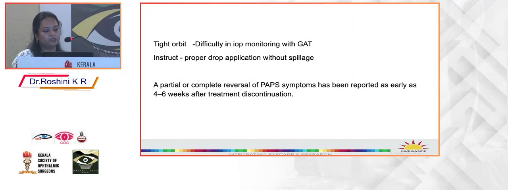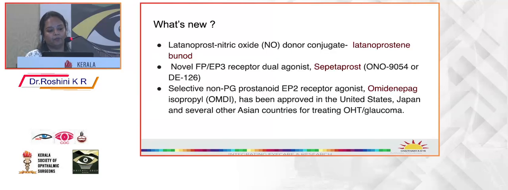Tight orbit can pose a difficulty in monitoring IOP with GAT, and to reduce this side effect, we should instruct the patient for proper drop application without spillage. A partial to complete reversal of these symptoms has been reported in 4 to 6 weeks after treatment discontinuation. What's new among the prostaglandin analogues? Latanoprostene bunod is a latanoprost nitric oxide donor conjugate. A novel EP3 receptor dual agonist, sepetaprost, is there, and a selective non-prostaglandin prostanoid EP2 receptor agonist, omidenepag isopropyl.